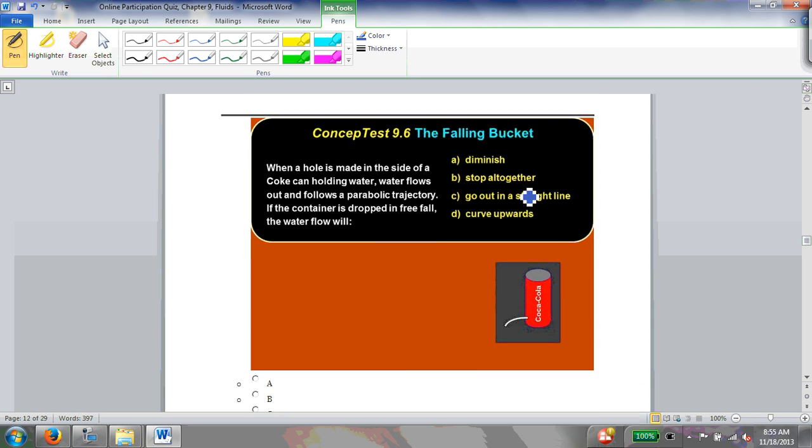When a hole is made in the side of a Coke can holding water, water flows out and follows a parabolic trajectory. If it's dropped in free fall, what happens? Well, when it's not in free fall, it has this weight, which causes a pressure differential. So you get this high pressure down at the bottom because of the weight of the column that sits atop it. But when it's in free fall, it's weightless. That acceleration due to gravity is taken away from it. And when it's weightless, it no longer has that pressure differential, so it's going to stop.